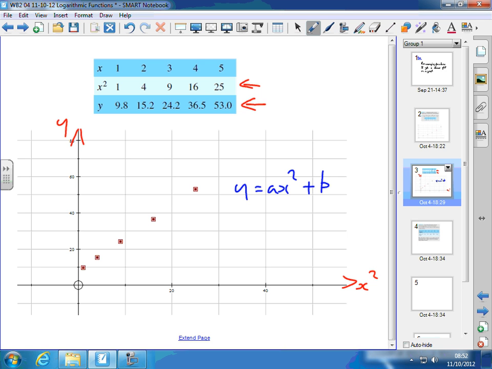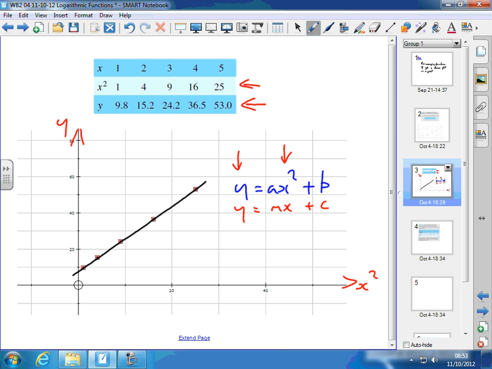Because if we plotted y, which we've done, against x squared, then we've got a line that looks like y equals mx plus c. So in other words, once I've got a straight line, the gradient of this line is going to give me the value for a in the relationship, and the y-intercept is going to give me the value for b in the relationship. So all I do is draw the straight line. I'll do it as best as I can through here.